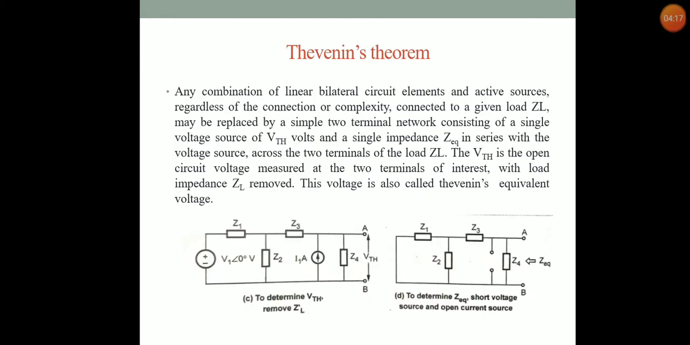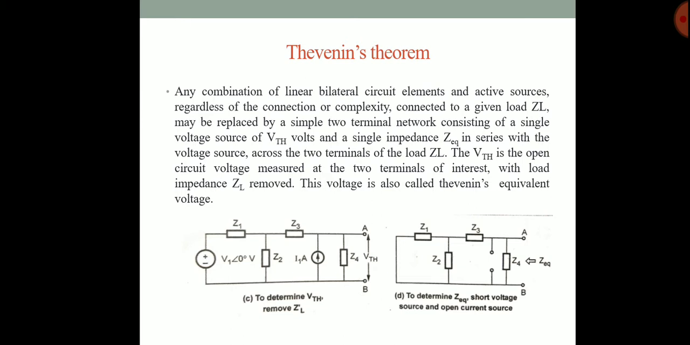Now the next theorem, Thevenin theorem. The theorem states that any combination of linear bilateral circuit elements and active sources, regardless of connection or complexity, connected to a given load, that is a load impedance, may be replaced by a simple two-terminal network consisting of a single voltage source of Thevenin voltage and a single impedance, that is the equivalent impedance, in series with the voltage source across the two terminals of the load.